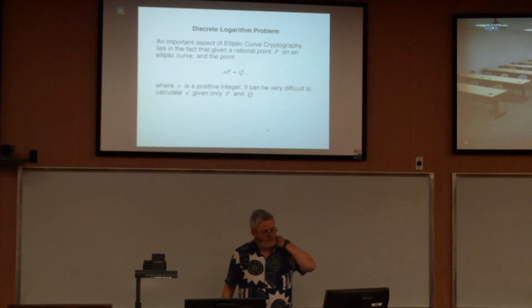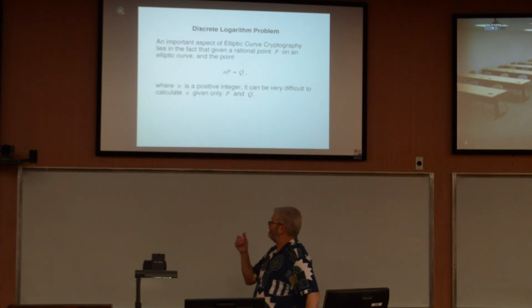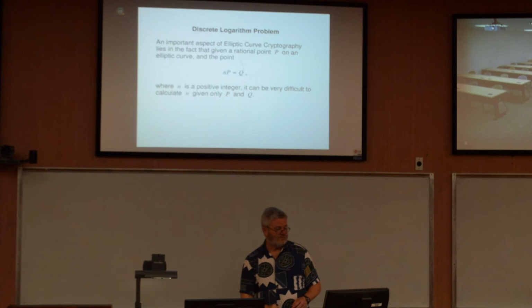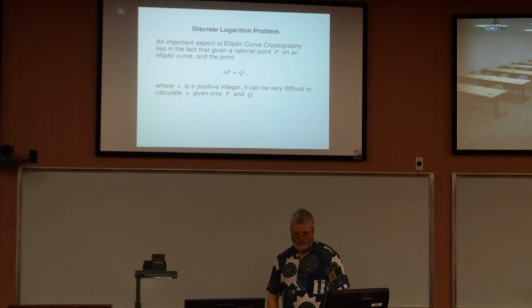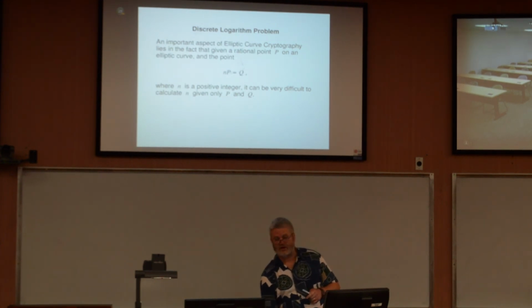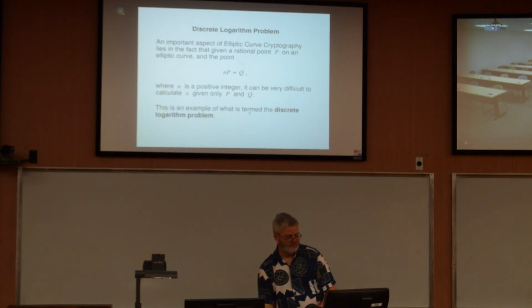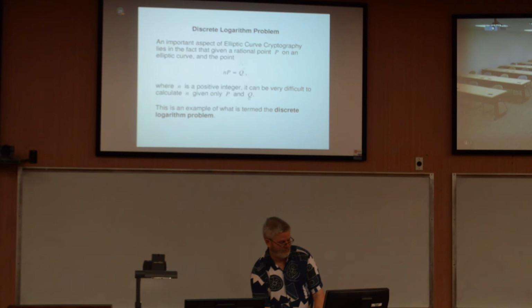The discrete logarithm problem, an important aspect of elliptic curve cryptography, lies in the fact that you saw how you could add a point to itself n times. Given a rational point P on an elliptic curve and the point Q equals nP, for a positive integer n, it can be very difficult to find this n if you only know what P and Q are. This is an example of what's termed the discrete logarithm problem.